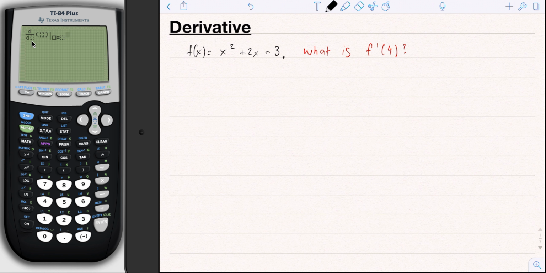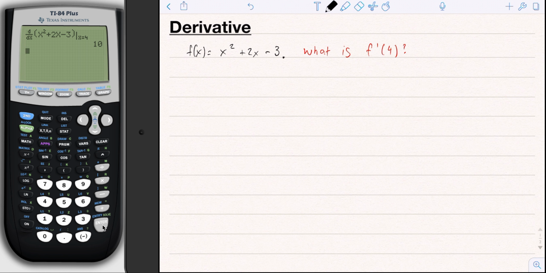So d/d blank means we're taking the derivative. Let's give it a variable, d/dx, because that's the variable we have. It's a function of x. And in here, we want to take the derivative with respect to x of the function x squared plus 2x minus 3. And then this last part says I want to take the derivative at the moment when x is equal to 4. And we get this answer of 10.